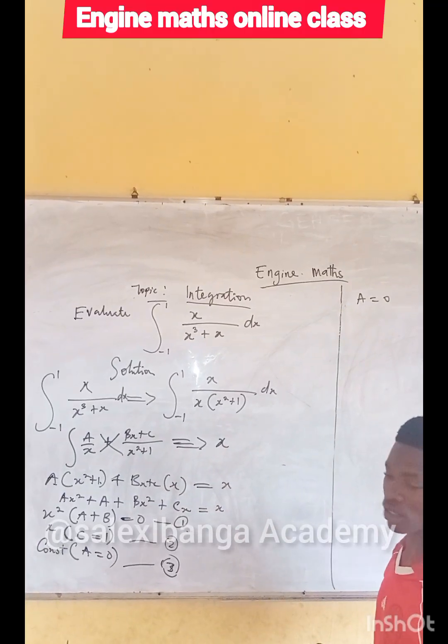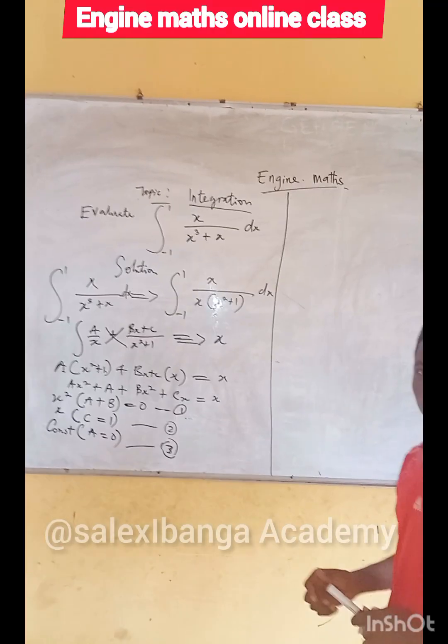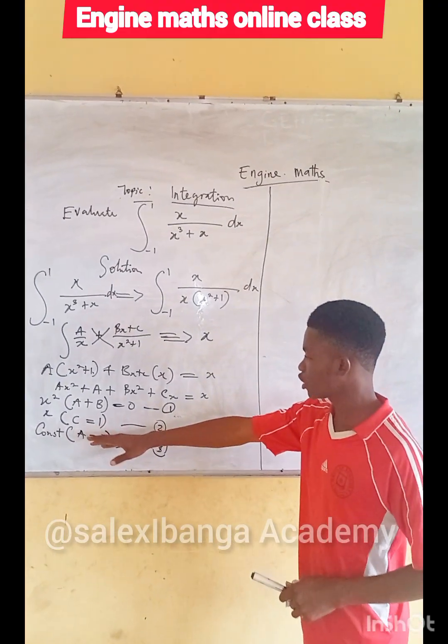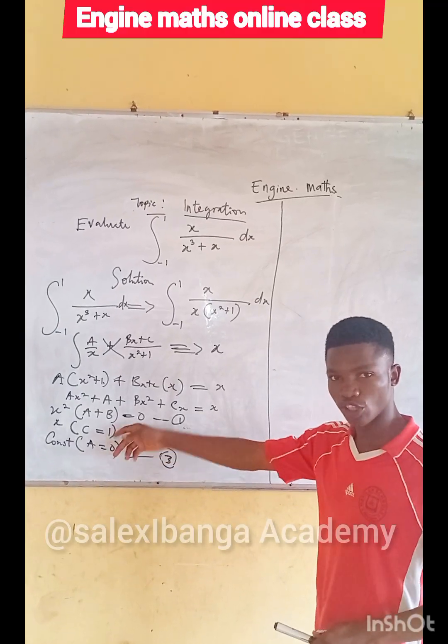That means we have our A. Then equation 2 says that. So looking at these three equations, what we are going to do is get our values of A, B, and C.